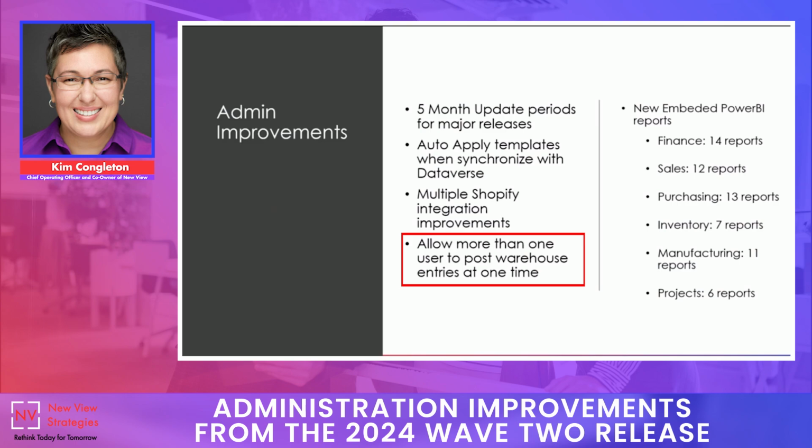One of the other ones too that's kind of nice is the new embedded Power BI reports. So there's 14 new finance reports, 12 sales reports, 13 purchasing, 7 inventory manufacturing, there's 11 in projects, there's 6. I also want to call out there are new financial reports in there as well. So they're adding a lot of new reports and a lot of new ways for you to look at the data.